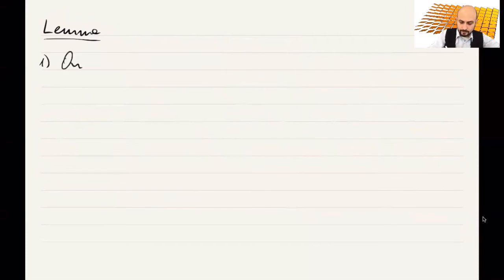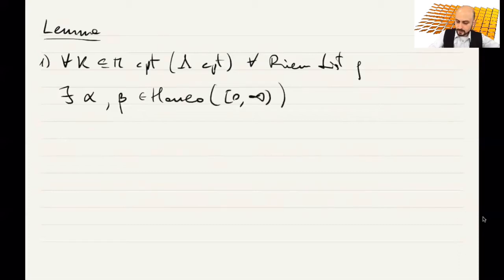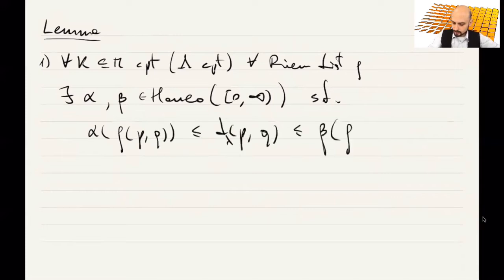So on every compact set, with the same assumptions of the theorem, for all K in M compact, and assuming Λ also compact, there exists, and we need to fix a Riemannian distance, for any Riemannian distance ρ, there exist α and β homeomorphisms of 0 plus infinity, such that α(ρ(p,q)) is less than d_λ(p,q), which is less or equal than β(ρ(p,q)), for all p and q in K.